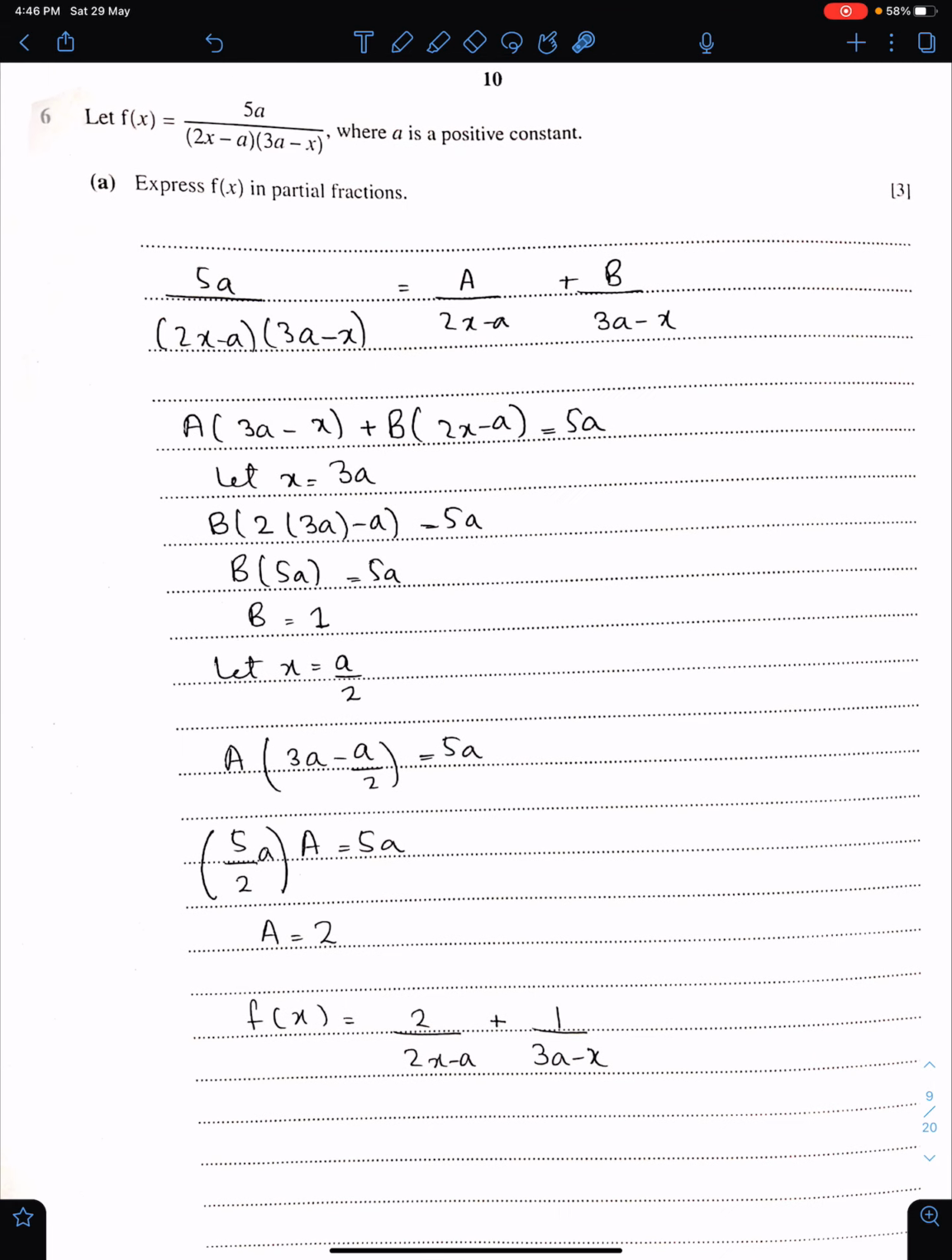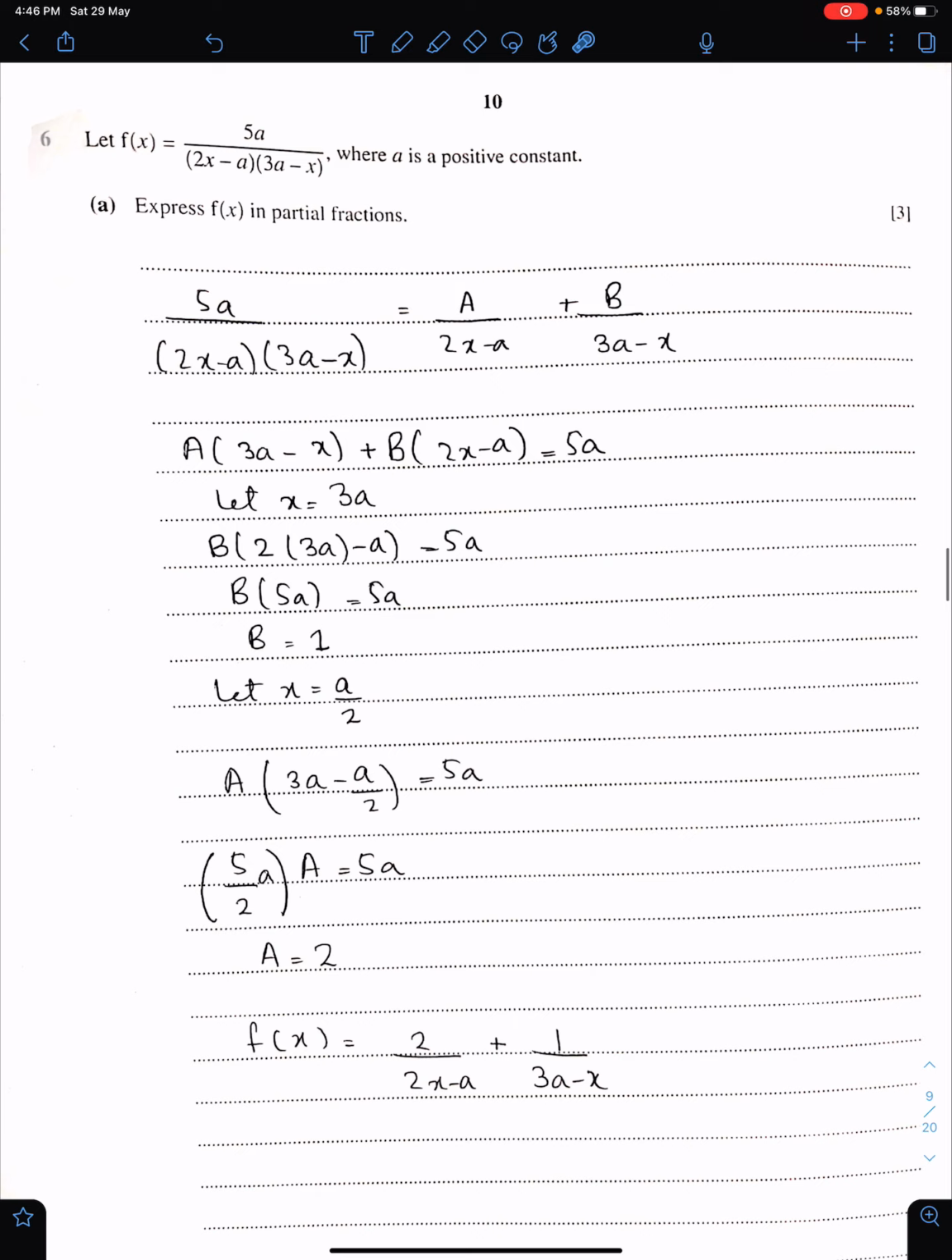Question number 6. This is f of x where a is a positive constant. Express f of x in partial fractions. Since both the factors are linear, we need to write constants in their numerators. And since we have two factors only, we need to split this fraction into two fractions.